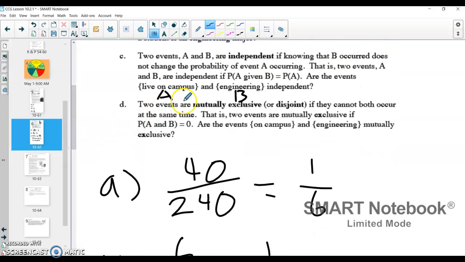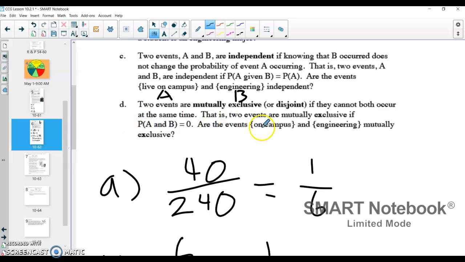So I'll read it, and it says two events are mutually exclusive or disjoint if they cannot both occur at the same time. That means that the two events are mutually exclusive if P(A and B) equals 0, or that the probability of them both happening together equals 0. Meaning pretty much that if these two things do not go together, they don't have any kind of probability, that they are mutually exclusive, meaning they can't happen together.